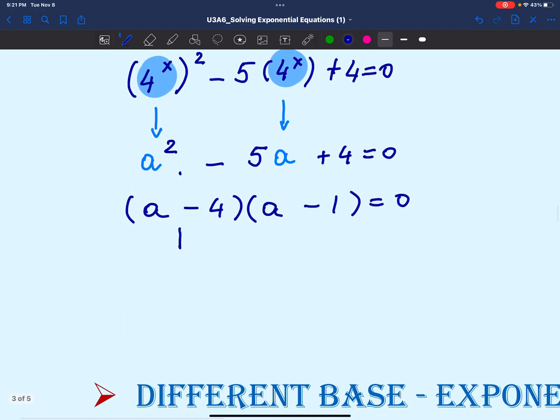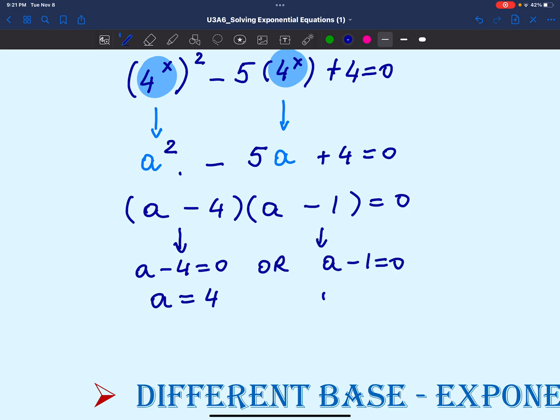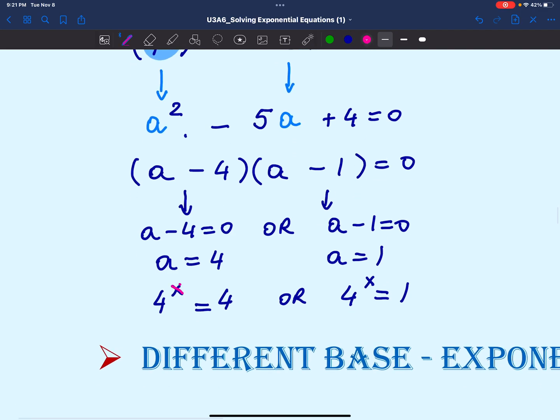So the solutions would be a minus 4 equals 0, at a equals 4, or a minus 1 equals 0, at a equals 1. So remember that 4 to the power of x is a, so 4 to the power of x equals 4, or we're going to say that 4 to the power of x is 1. So if 4 to the power of x equals 4 to the power of 1, that tells us that x must be 1.